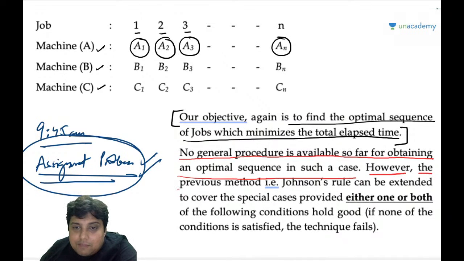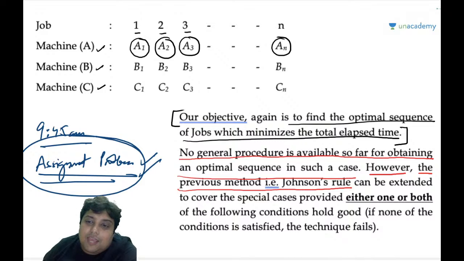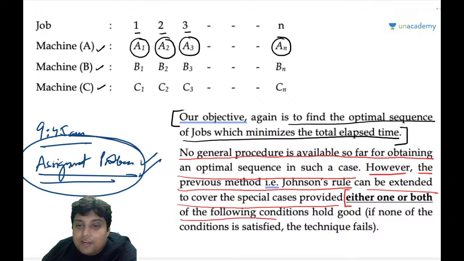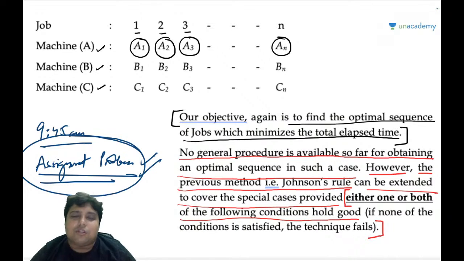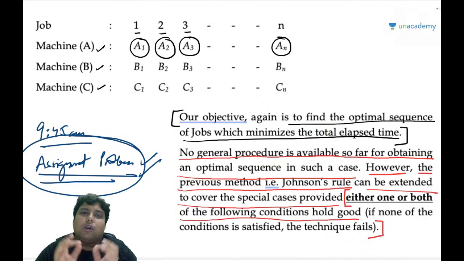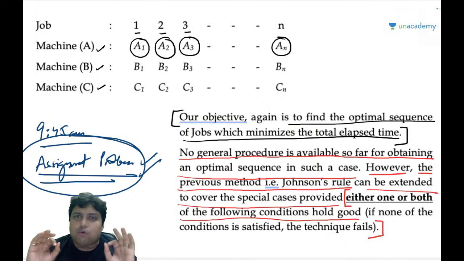However, the previous method, that is Johnson's rule, can be extended to cover the special cases provided either one or both of the following conditions hold good. If none of the conditions is satisfied, the technique fails. So guys, there is a catch now. What it says is that there is no method available to deal with the n job 3 machine problem. If I want to obtain an optimal sequence for an n job 3 machine problem, no particular general procedure, no algorithm, no technique is available to do that.